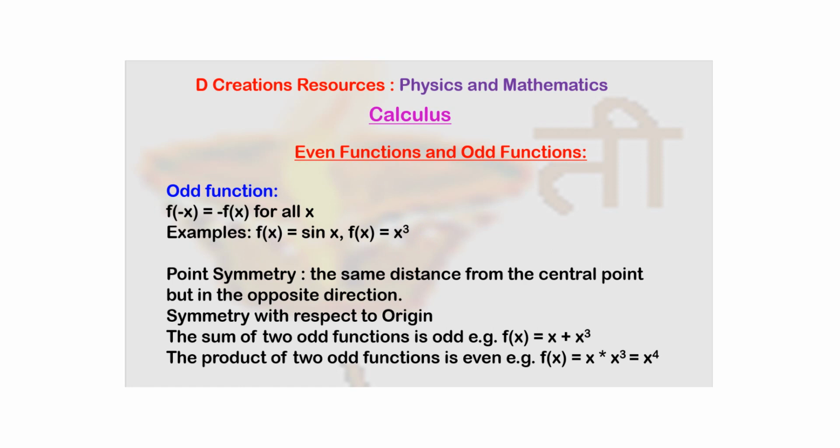Now if you add two odd functions, then you get an odd function again. Say x plus x cube, it's going to give you an odd function. But if you take the product of two odd functions, it will give you an even function. For example, x is an odd function, x cube is an odd function. If you add them, you get an odd function. But when you multiply them, it gives you x raised to 4, which is an even function.